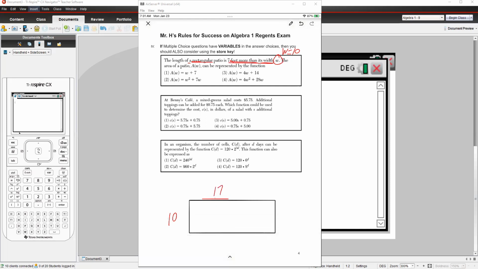Now, the area of the rectangle is the length times width, so it's going to be 10 times 17. That means this is going to be 170 square units. Once we have this figured out, this is the width or W, this is the length, and this is the area. All we're going to do is go back to the answer choices and figure out which one it is. So watch what I do with my calculator now.